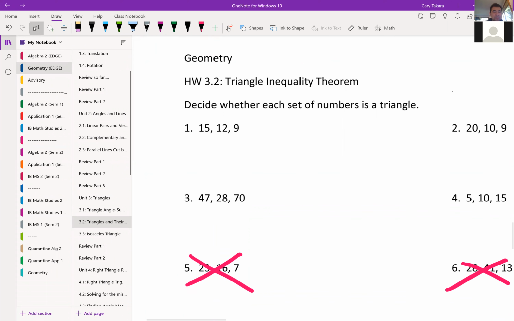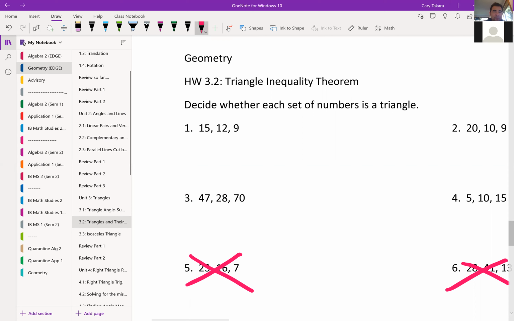For the answer, do we just write yes or no? Yes and no. Yeah, I want you to. I know you can pretty much do this all in your head, can you not? Right? But let's just at least try to show some work for the first couple of problems, okay?